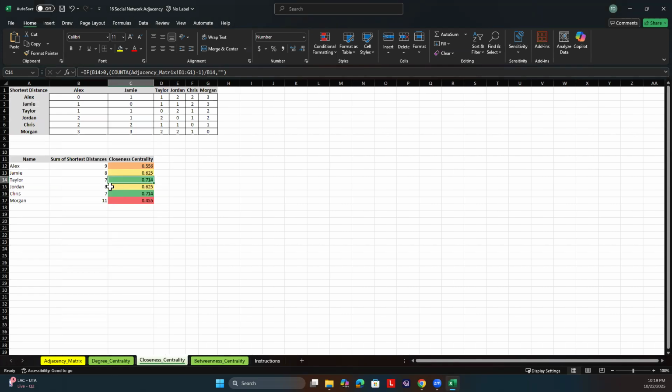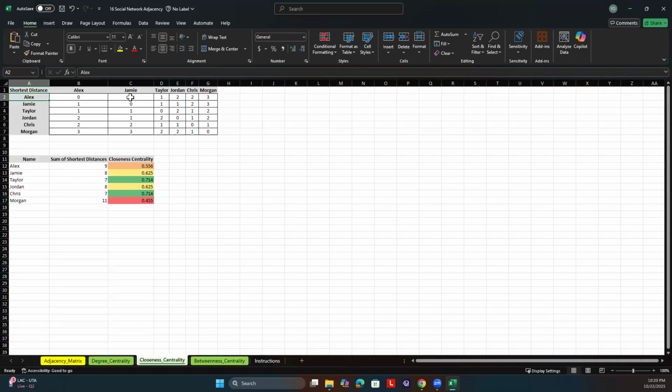This is a little bit harder than the degree of centrality. We need to look at each person. Let's start with Alex and find the shortest distance. Alex is connected with himself. Obviously, that's not going to work, right? That's why all the diagonal elements are zeros here: zero, zero, zero, zero, because people cannot be connected to themselves.